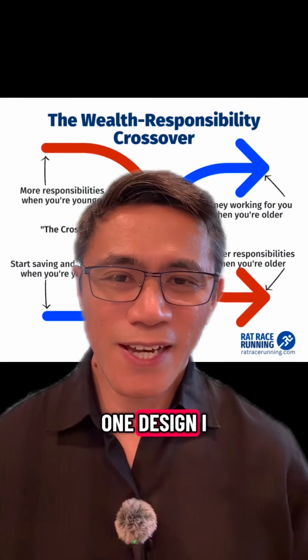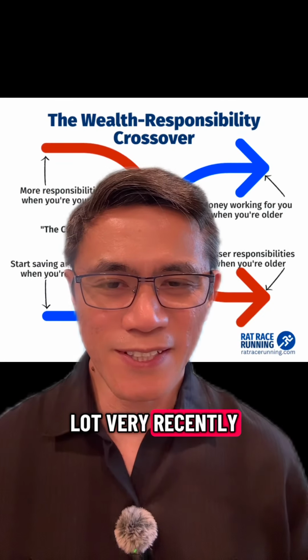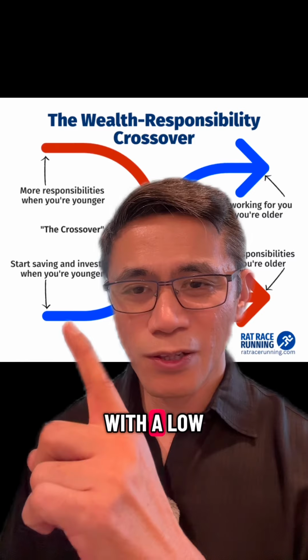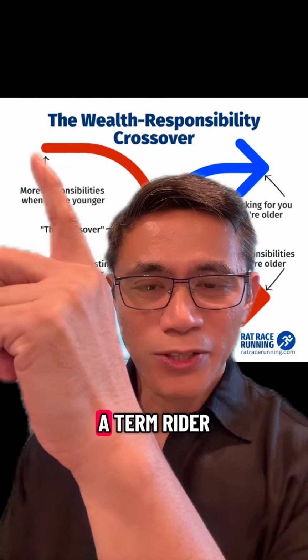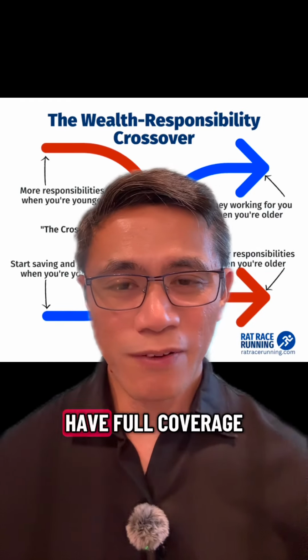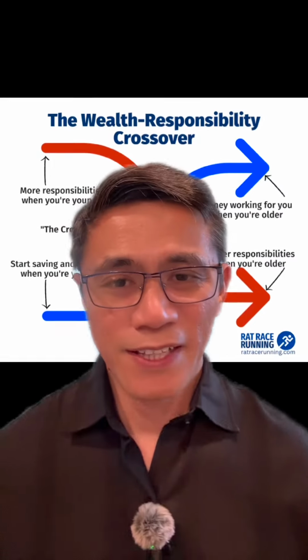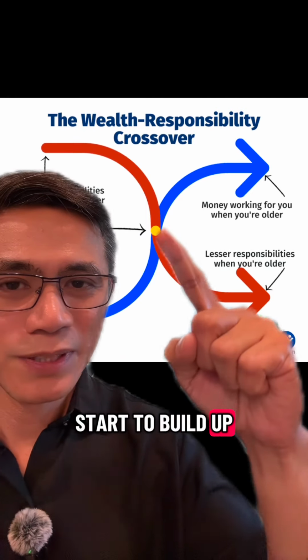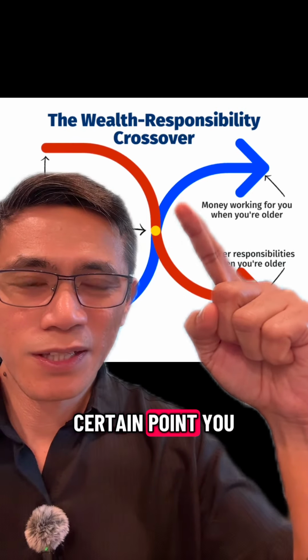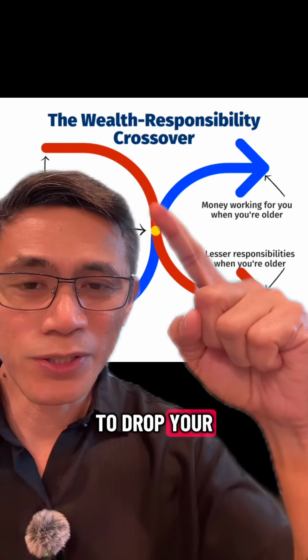Now, this is one design I'm liking a lot very recently. You start off with a low IUL face value, but supplement that with a term rider so that you have full coverage. Now, eventually, your cash value will start to build up, and at a certain point, you would be able to drop your term rider.